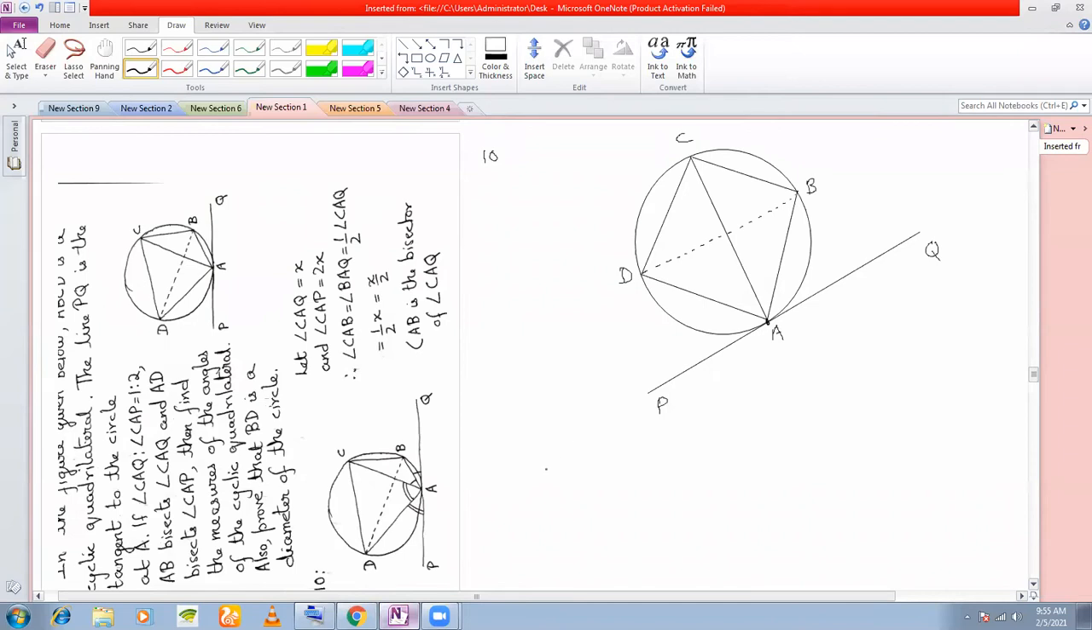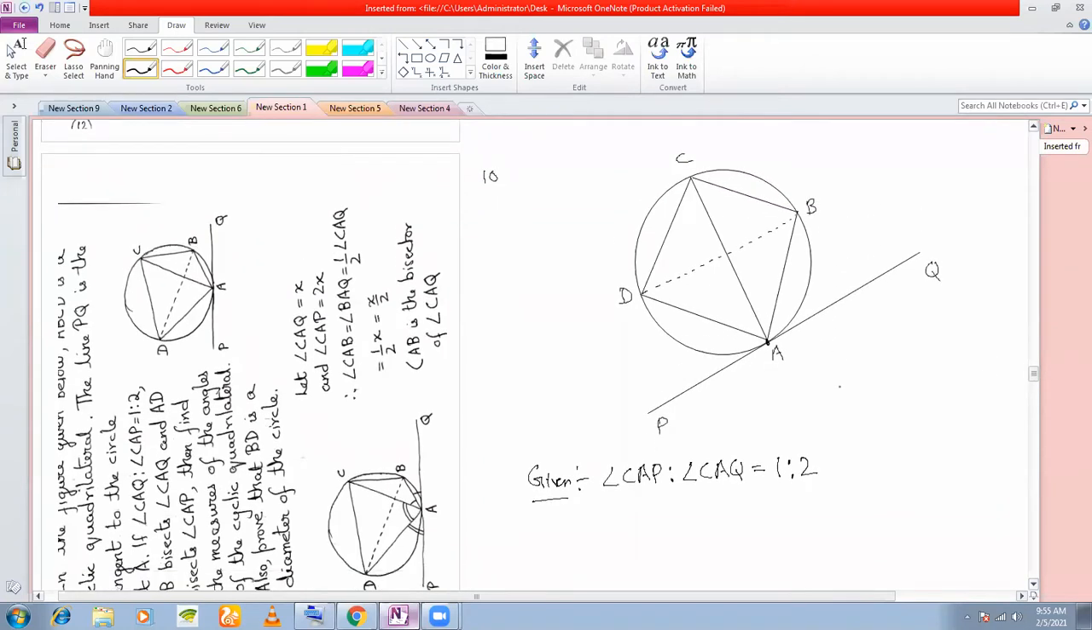The ratio of the angles is given. Angle CAP is to angle CAQ is equal to 1 is to 2. You can see which angles they are talking about, these two angles CAP and CAQ. Both the angles are on the same straight line, so the sum must be equal to 180 degrees.